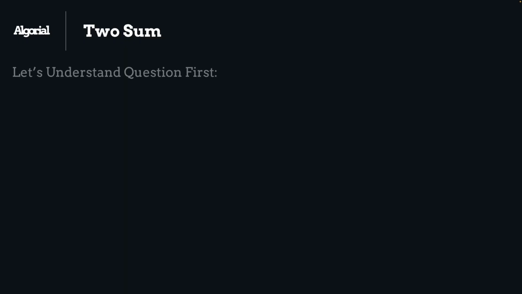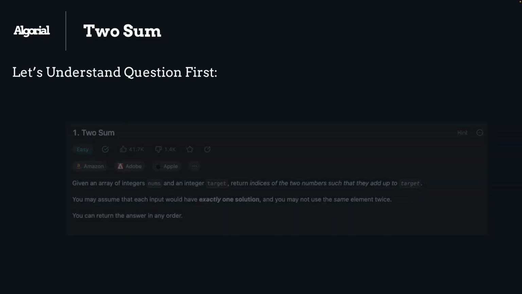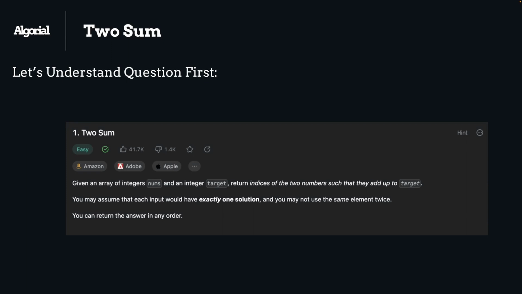Okay, let's go through the problem first. Given an array of integers nums and an integer target, return indices of two numbers such that they add up to target. You may assume that each input would have exactly one solution, and you may not use the same element twice. You can return the answer in any order.